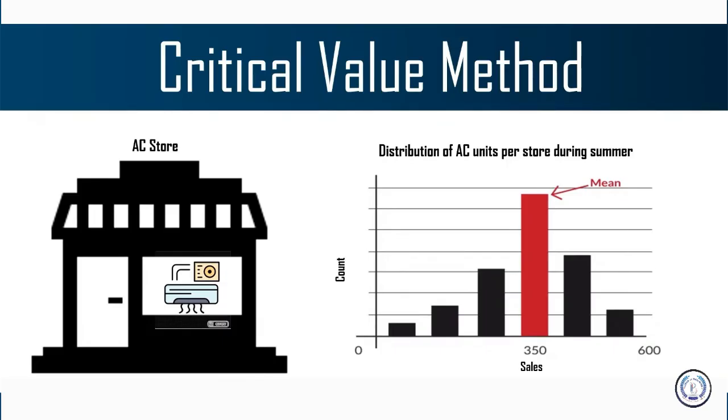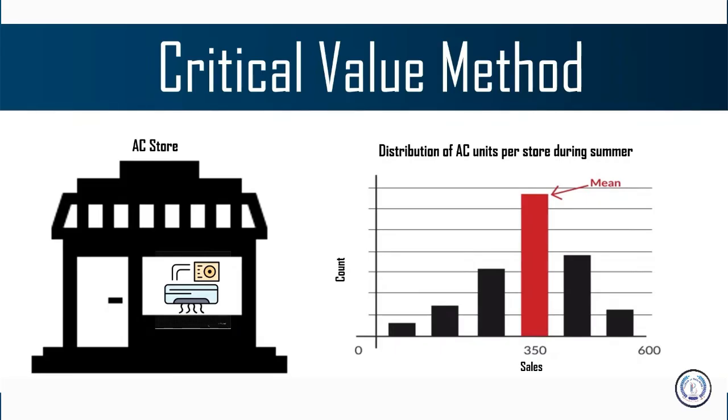You start with the null hypothesis, that is the assumption about the status quo. So you assume that H naught is true, and this implies that your population mean is still equal to 350. In this AC hypothesis problem, the assumption is that the average demand for the AC units per store in 1 month is 350 units. So your null hypothesis H naught states that the mean demand of ACs is 350 units per store every month, as you can see here in the graph.